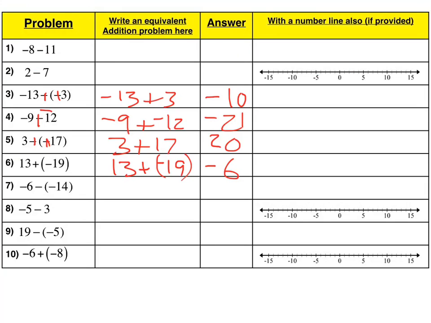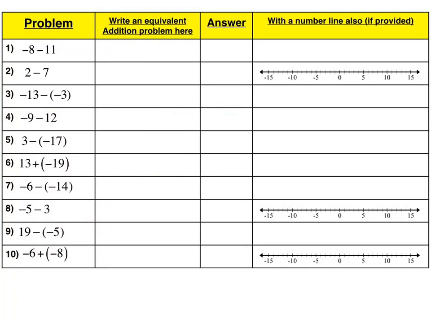All right, I would like all of you now, let's take 7 through 14. Do 7 through 14, please. We left off at number 7. So number 7, when you add the opposite, it should look like this. Negative 6 plus positive 14, so negative 6 plus 14. We have 8 more positives than negatives. Therefore, the answer is positive 8.